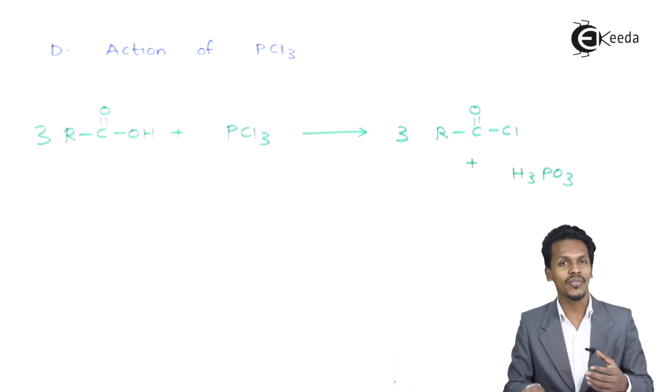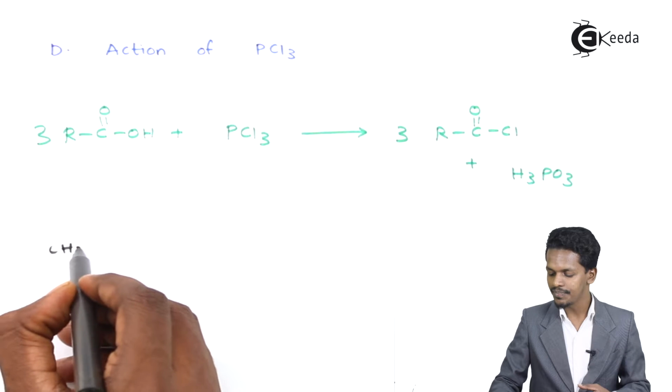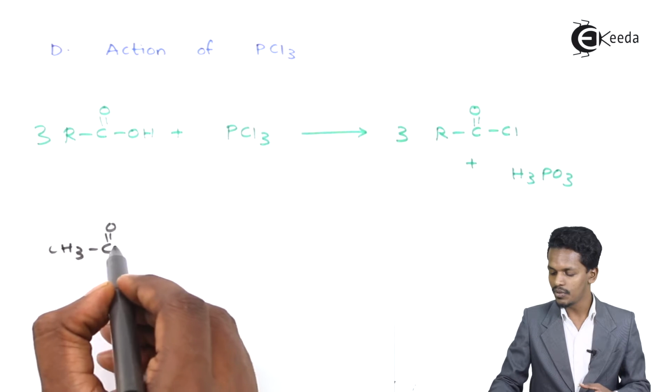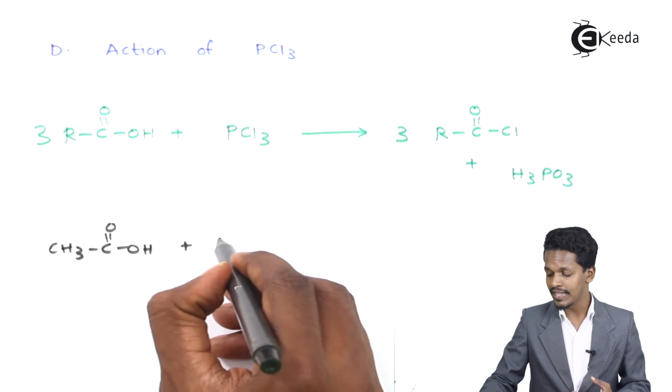For that, let me give you the example. Suppose we have considered CH3C double bond OH, that is acetic acid, and suppose it reacts with PCl3.